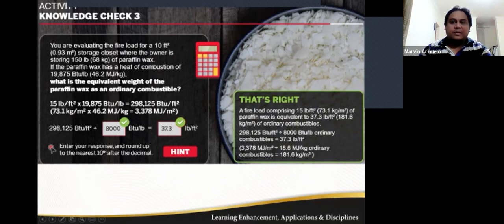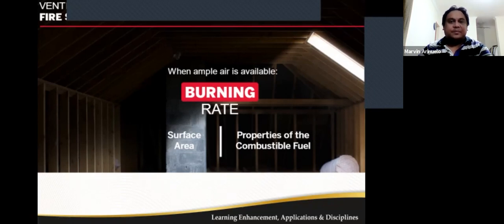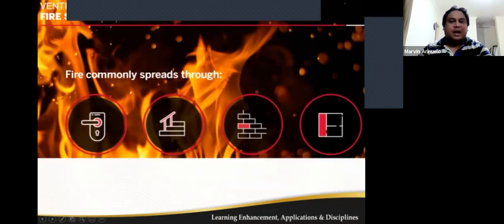Okay, the burning rate in a fully developed fire depends on the air and fuel available for combustion. When ample air is available, the burning rate of the fire depends on the following: surface area and the properties of the combustible fuel. Fire spread rarely occurs by heat transfer through, or structural failure of, a wall, floor, or ceiling assembly.